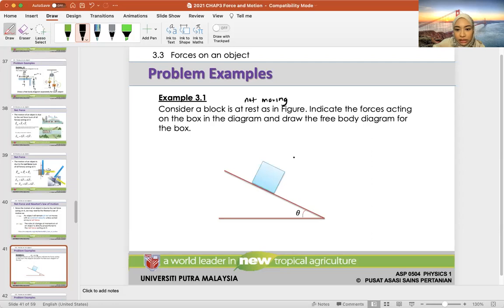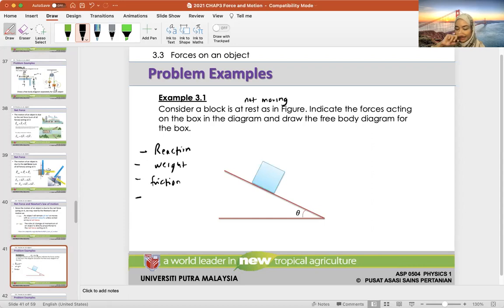So mula-mula dia suruh, okay, indicate dulu. Letak, bagi tahu je lah dulu apa yang ada forces. So kita ada, what do we have? We have reaction. What else do we have? mg, gravitational force. Friction. Great, we have friction. So how do you know it has friction? It's not moving. How do you know there's friction? Contact. It has contact, yes. It has contact, and at rest pun kita ada static friction, right? So memang ada juga. Okay, what else?